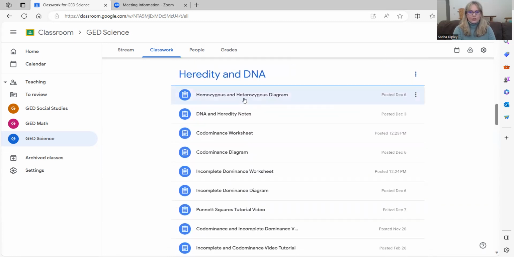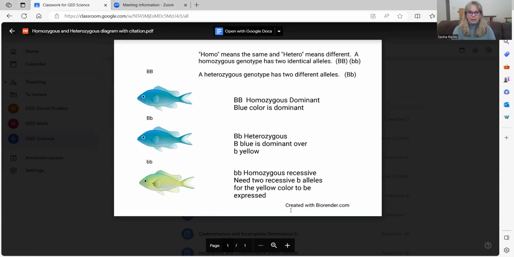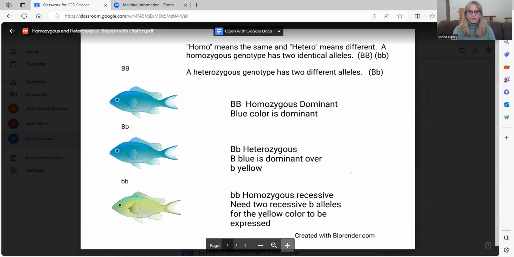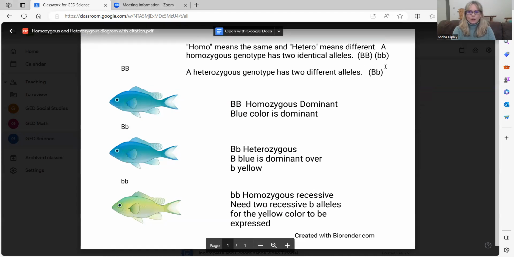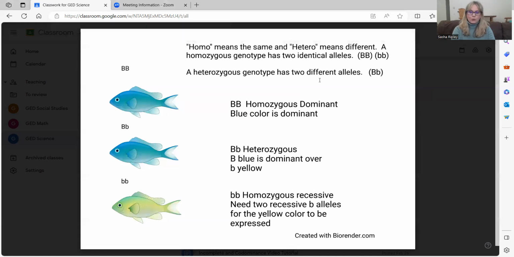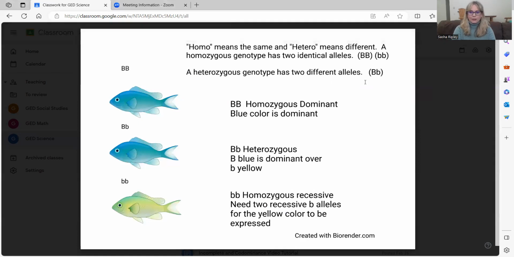I need to scroll down to get to my heredity and DNA section. So first, we're going to review homozygous and heterozygous genotypes. The prefix homo means the same and hetero means different. A homozygous genotype has two identical alleles. In this case, we're talking about uppercase B and lowercase b. So our two homozygous genotypes are two uppercase B's or two lowercase b's. A heterozygous genotype has two different alleles, so it's going to be one of each, an uppercase B and a lowercase b.